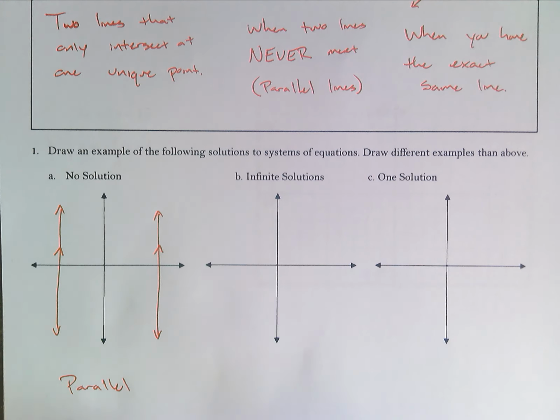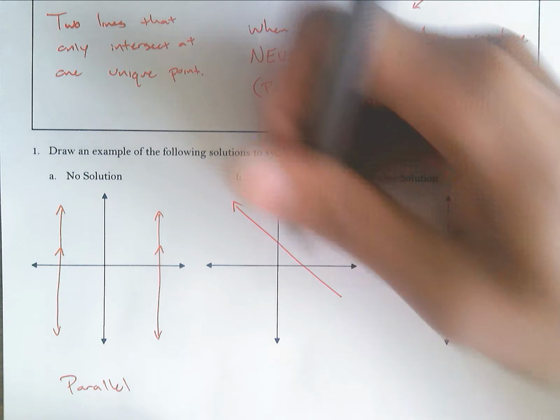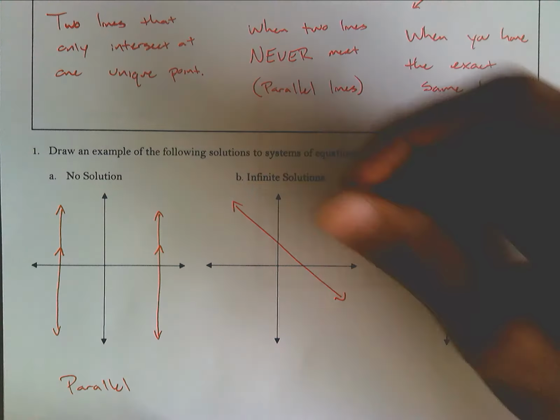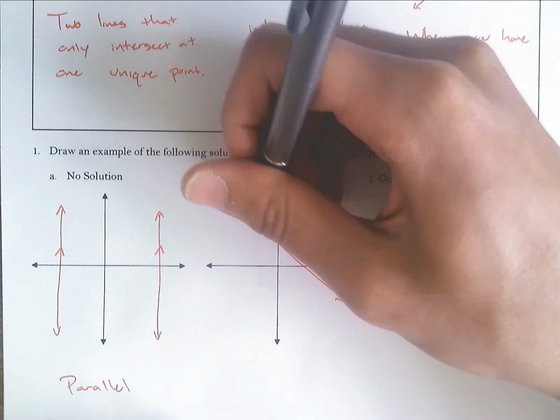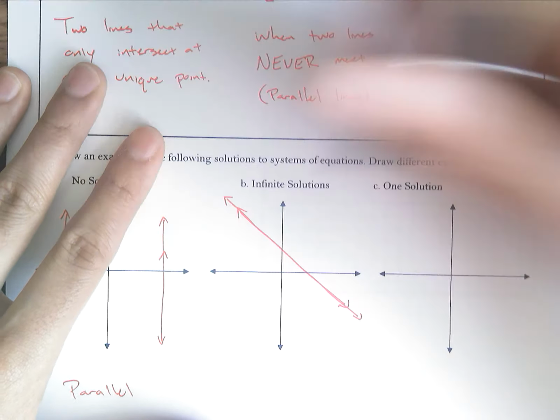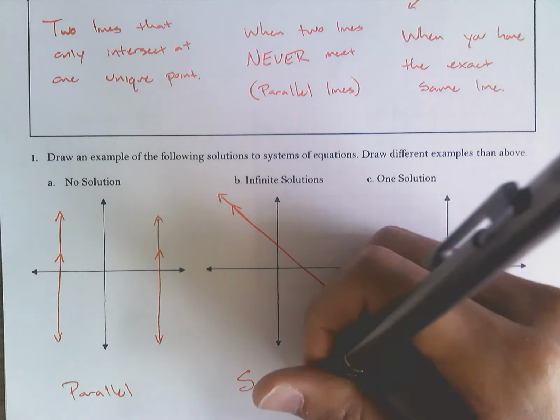Infinitely many solutions, so we can draw in, say we want to draw in a line here. Well, infinitely many solutions tells us that it's the exact same line, so we're going to draw another one right on top of that. So I'm going to draw this one right on top, and we have the same line. That's infinitely many solutions.